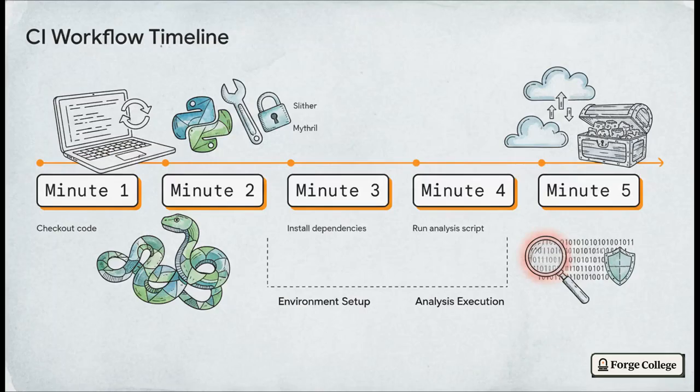Okay, section 3, connecting the CI workflow, or wiring it up to the mainframe. To wire all this up, we use a CI provider like GitHub Actions. Let's look at how this builds chronologically inside our .github/workflows/scan.yml file. Minute 1, we check out the code. Minute 2, we set up Python. Minute 3, we install our dependencies, which are Slither and Mythril. Minute 4, we finally run our helper script. And minute 5, we upload the artifacts.